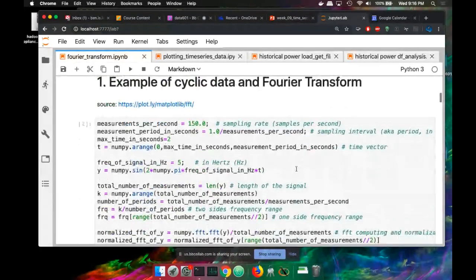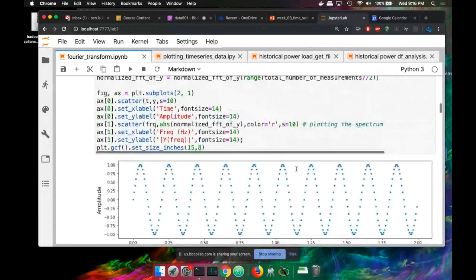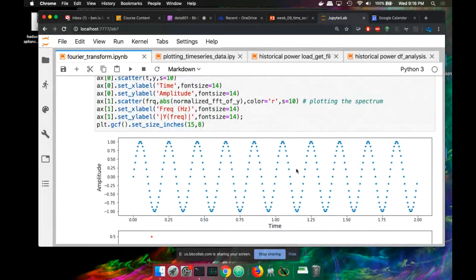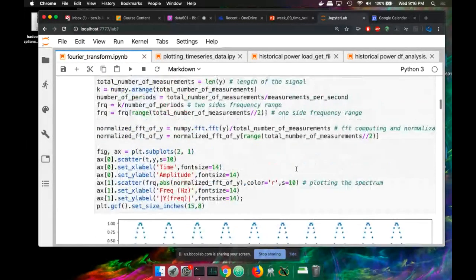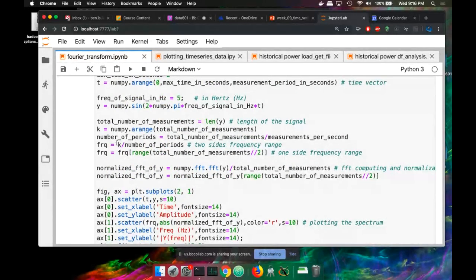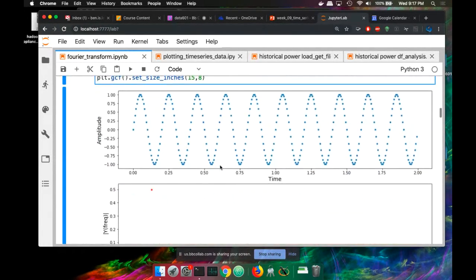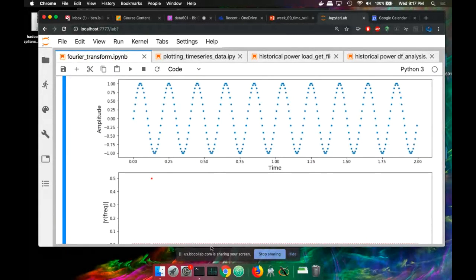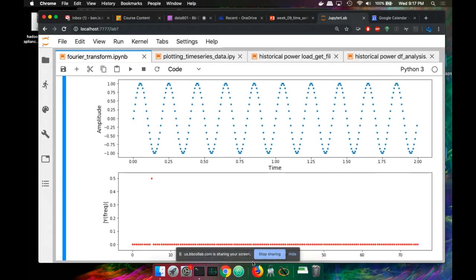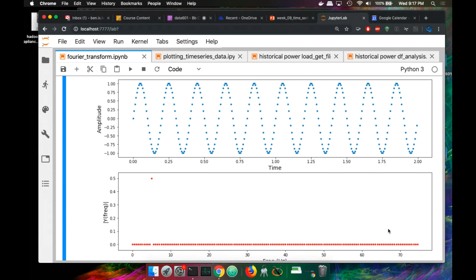Okay, so to see that in a little bit more practice, here's a bunch of code, and basically all that does is generate this sine curve, that wavy pattern again. And basically in NumPy, there's a fast Fourier transform, it's the FFT library. Right, okay. So this is going somewhere, so hold on with me for a moment.